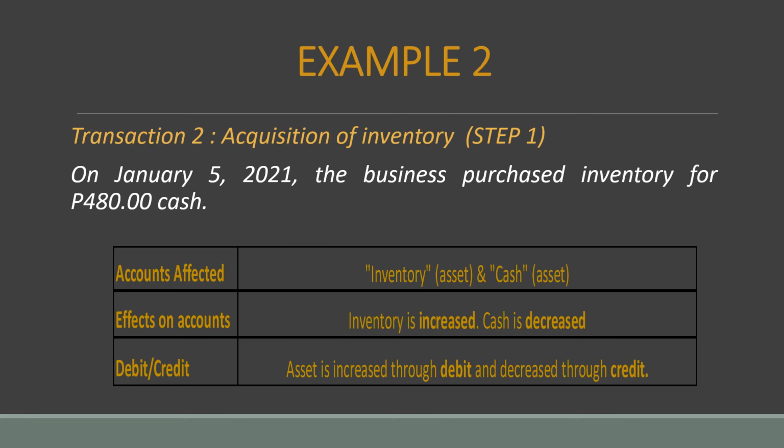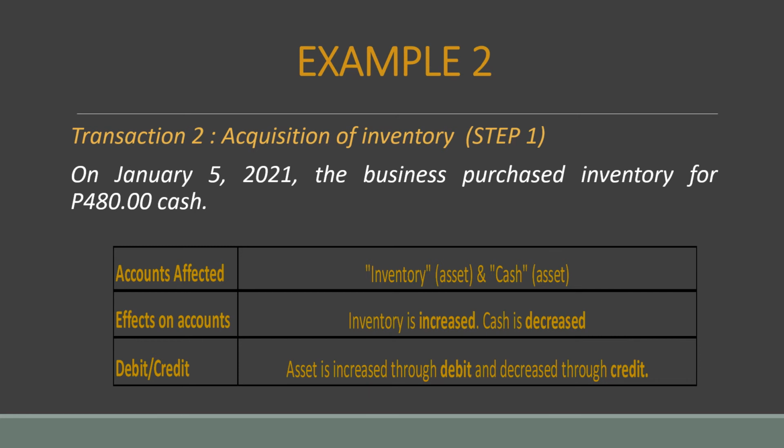So, the first step is identify the transaction from source documents. So, ano yung pwede nyo tingnan to identify the transactions? Pwede yung purchase order, pwede yung official receipts, delivery receipts. So, yun yung ilan sa mga source document na pwede natin tingnan para ma-identify natin yung transactions.